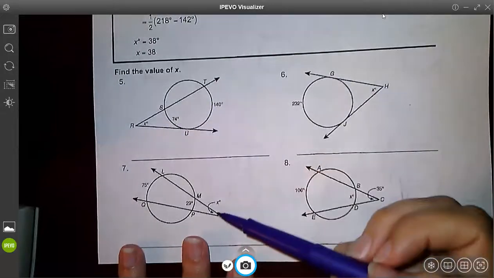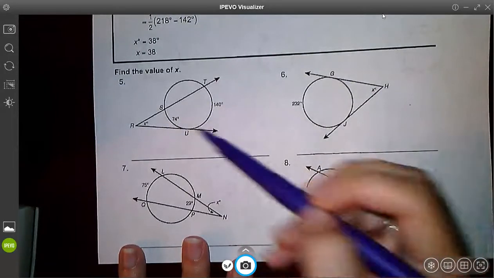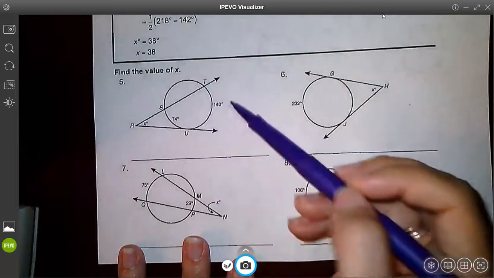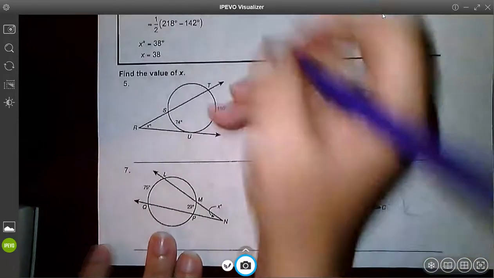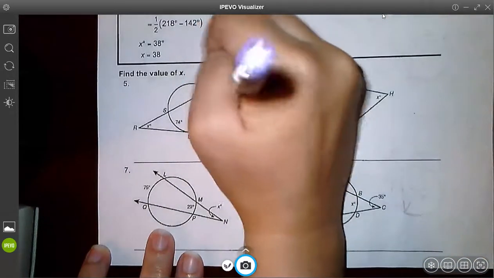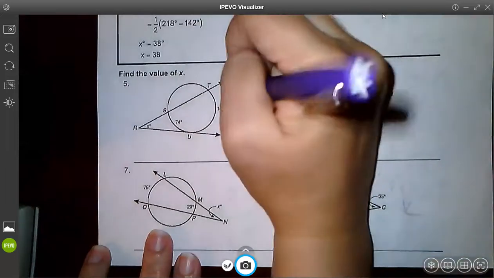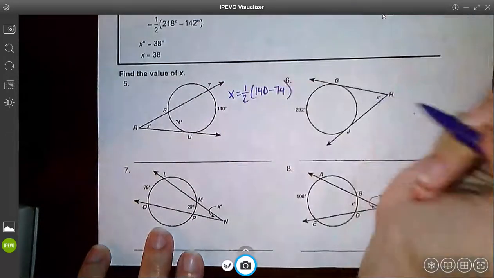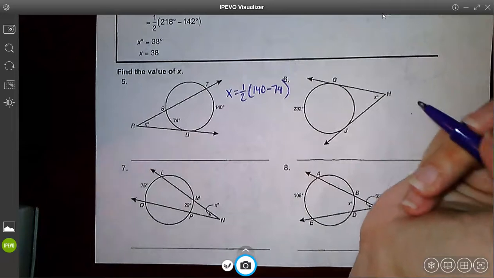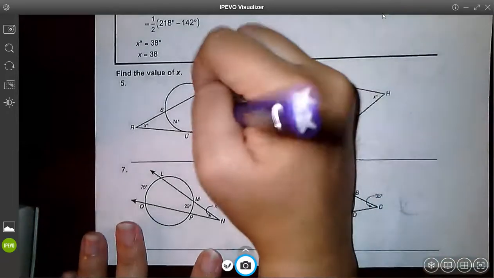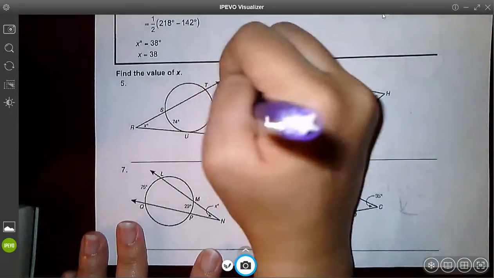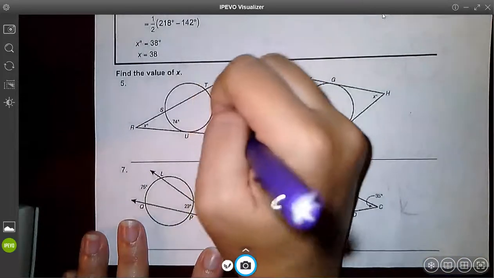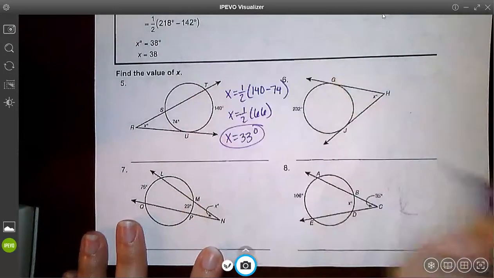So to find the value of x, and that's all we're doing for each of these. This is a tangent and a secant. X is going to be half the big arc minus the small arc. So x equals 1/2 of our bigger arc, which is 140, minus our small arc, which is 74. 140 minus 74 is 66. So our angle x is going to be 33 degrees.